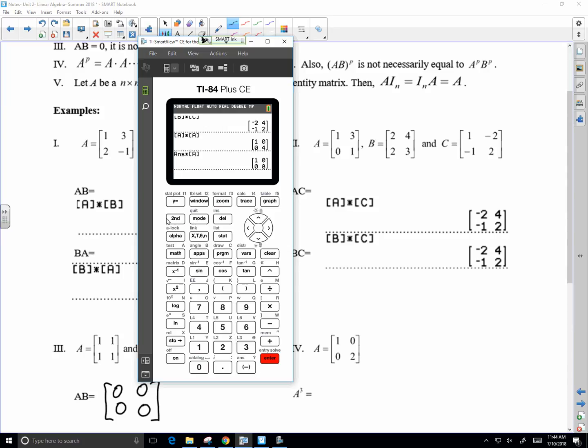Do it that way. Oh, wrong. The calculator understands order of operations better than we do, so it knows to actually carry out the 2 by 2 matrix multiplication first, then multiply by the matrix again. It also understands the power property.